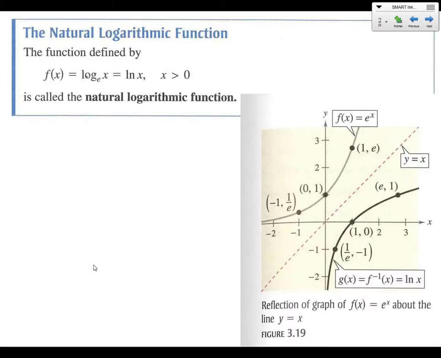Okay, so let's move into the natural log. The natural log is just the inverse of the magic number e that we talked about before. So if we have e to the x, to do the inverse, we'll have log base e of x, and what we call that is the natural log of x. On this, x has to be greater than 0, and so we look at our graph, and it'll show the two different functions, e to the x and natural log of x.